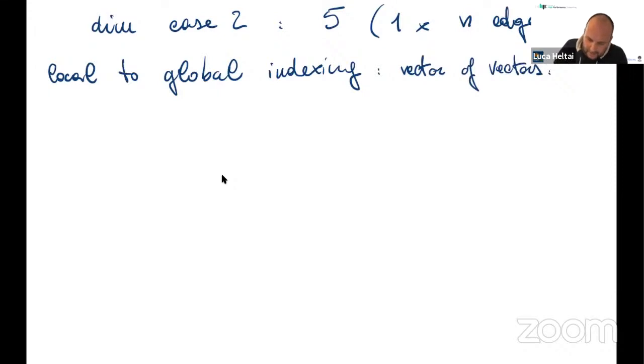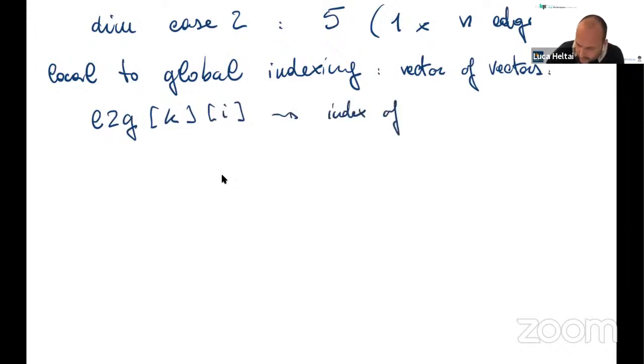Okay, and it's such that LUG is the way you would find this in the Fortran code. So local to global, and global to local is the way around. Okay? So local to global, K I gives you the index of support point I on element K.